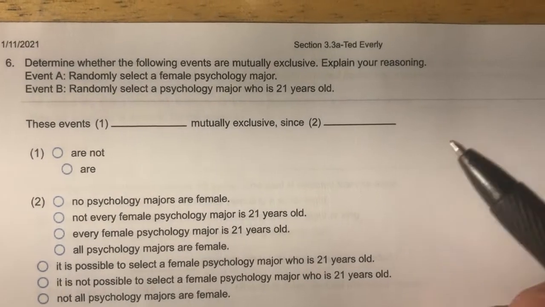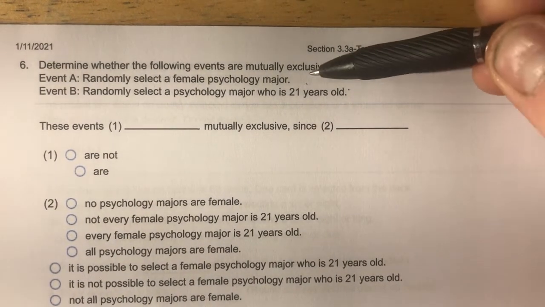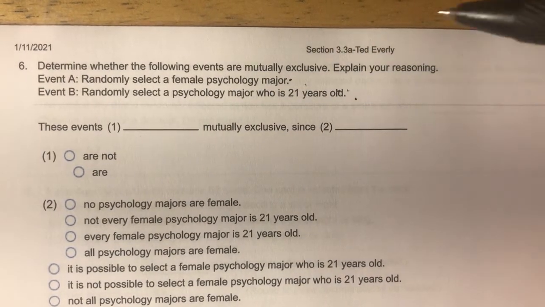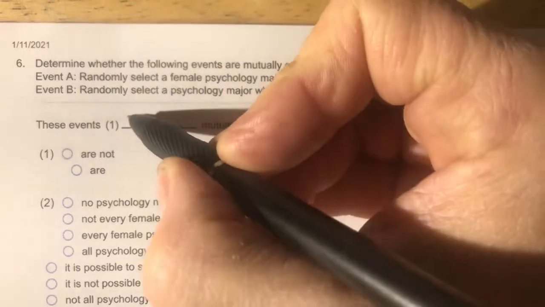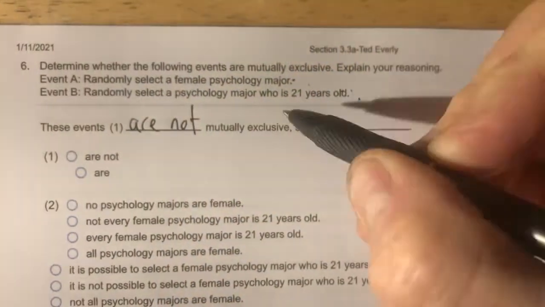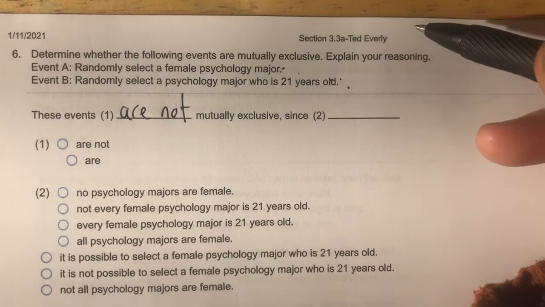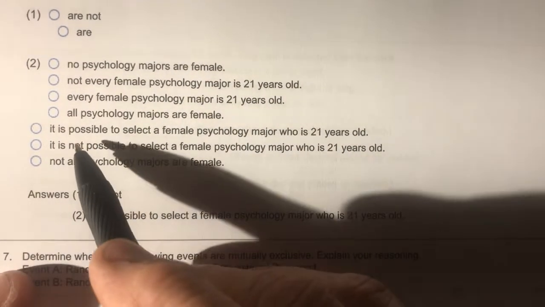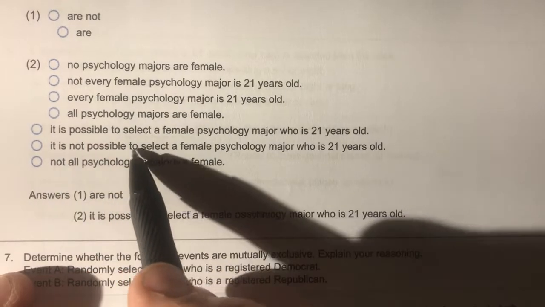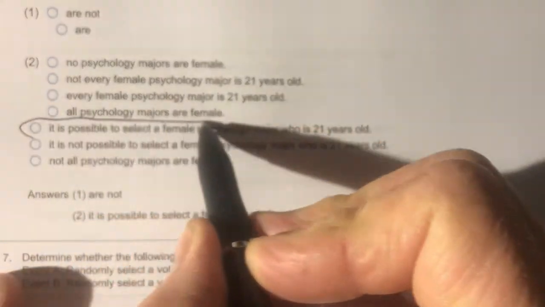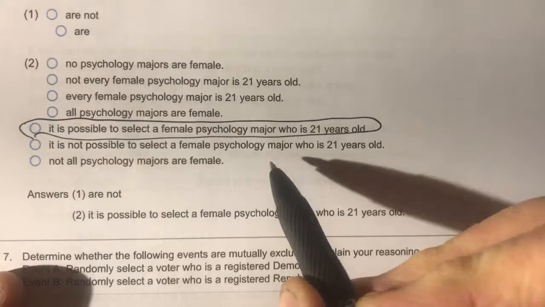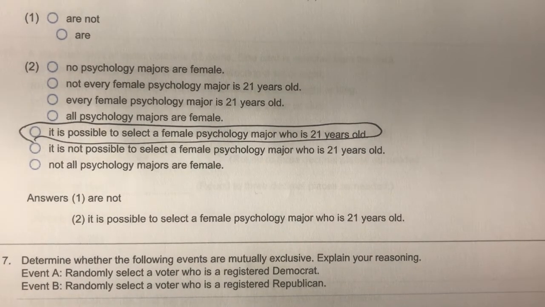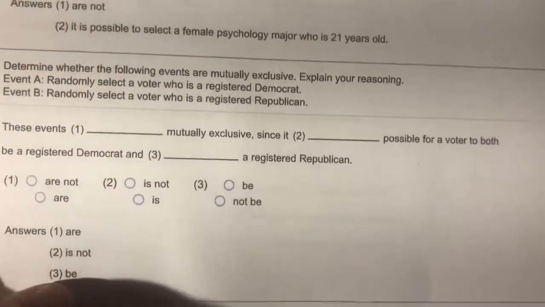All right, now just right off, I'm thinking it's possible to be both of these. You're a psychology major and you're 21 years old. So these are not mutually exclusive, since it is possible to select a female psychology major who is 21 years old. It is possible. So they're not mutually exclusive. On to 7.